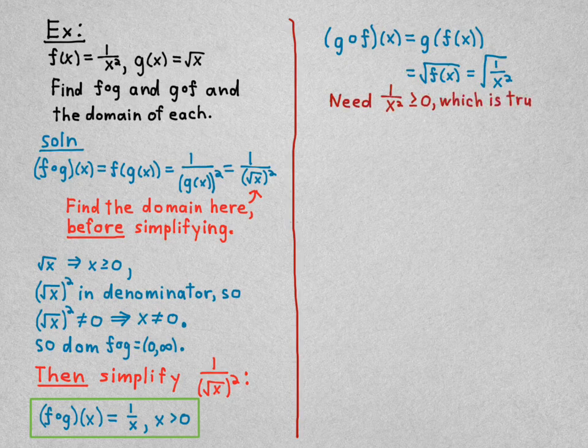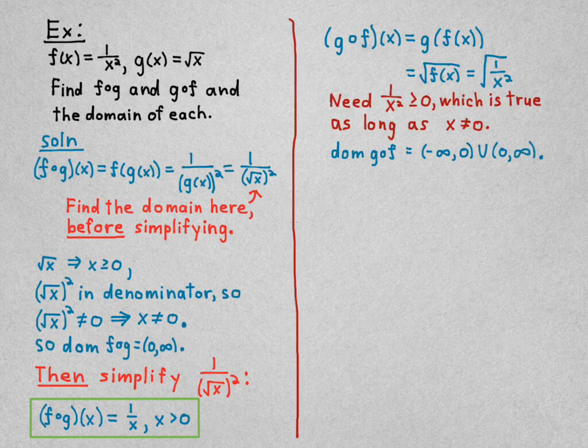Need 1 over x squared greater than or equal to 0 because of the square root, which is always true as long as x does not equal 0. So the only restriction here is x is not equal to 0. So I wrote that in interval notation there. Open paren, negative infinity, 0, close paren, union, open paren, 0, comma, infinity, close paren, right?